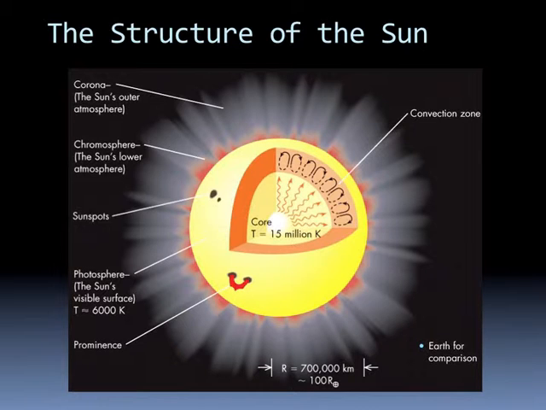We have different things on it we need to talk about, like prominence that's coming out here, or sunspots. We have the chromosphere, which is the Sun's lower atmosphere, and the corona, which is the Sun's outer atmosphere.